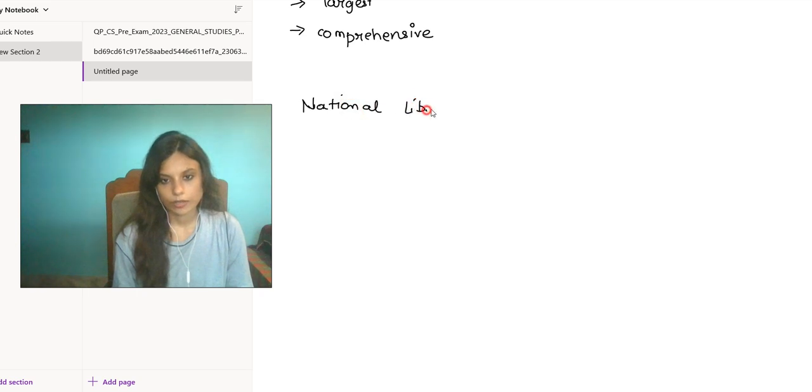National Library of India. It is located in Kolkata.